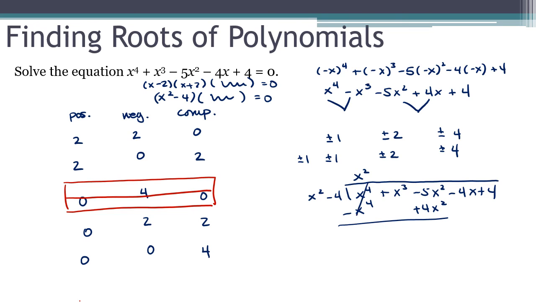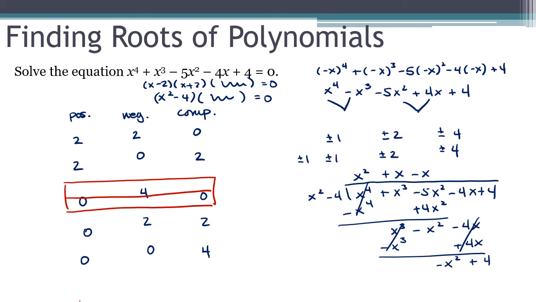The x to the 4ths cancel. Bring down the x cubed. Minus 5 plus 4 is minus x squared. And bring down the minus 4x. So then I'll do plus x. I get x cubed minus 4x. We're going to subtract, so everybody's sign changes, and that's nice, right? Both those parts canceled. And then left with minus x squared plus 4.